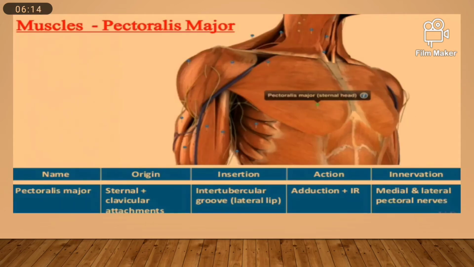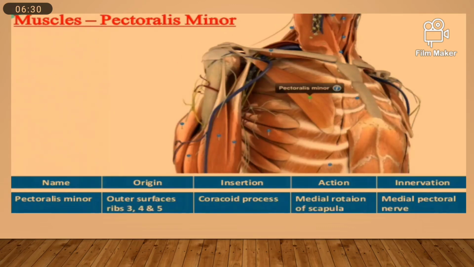retraction. Now pectoralis major: origin sternal and clavicular attachment, insertion intertubercular groove, the lateral lip of the intertubercular groove, action abduction, and nerve supply medial and ulnar.